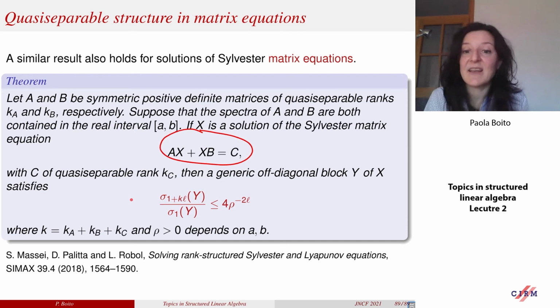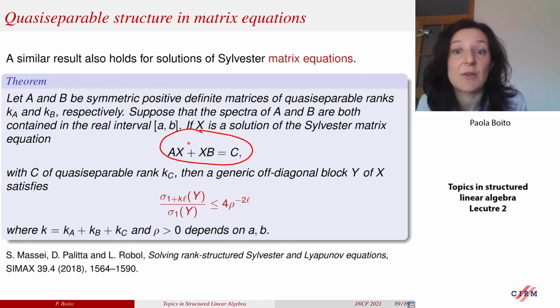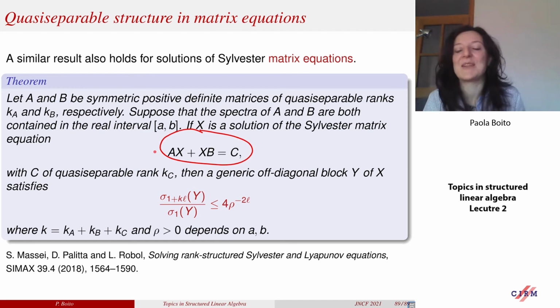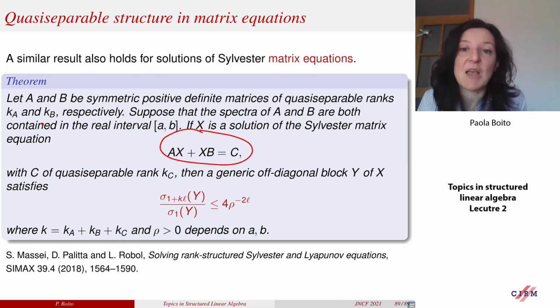So again, for a fixed tolerance, I can find a quasi-separable approximation to the solution of such a matrix equation. So in this sense, the quasi-separable structure is approximately preserved. Okay, I'll finish here. Thank you for your attention.